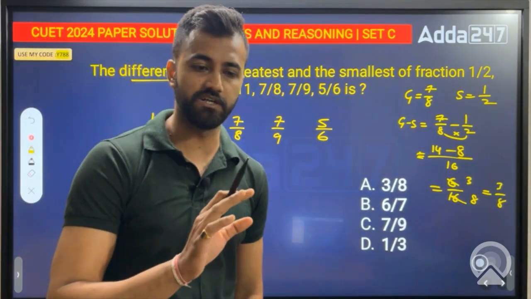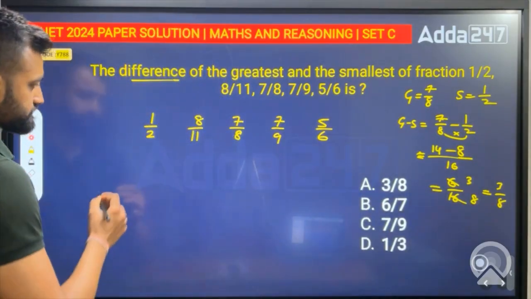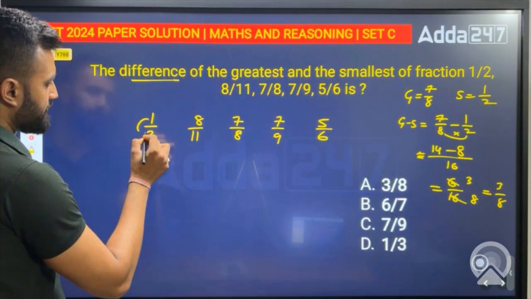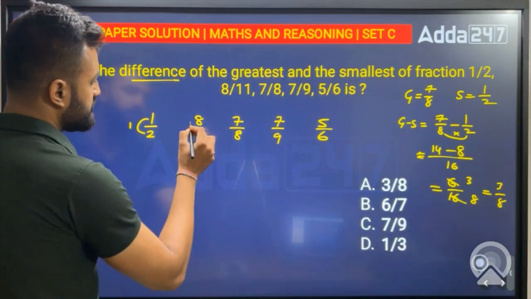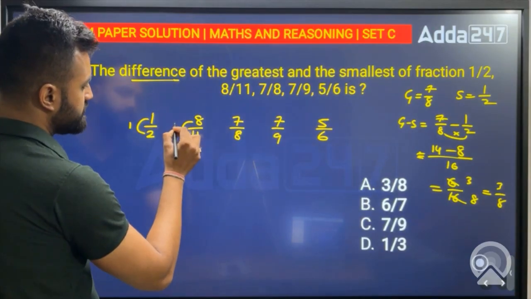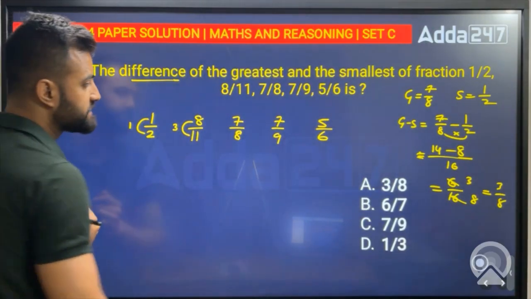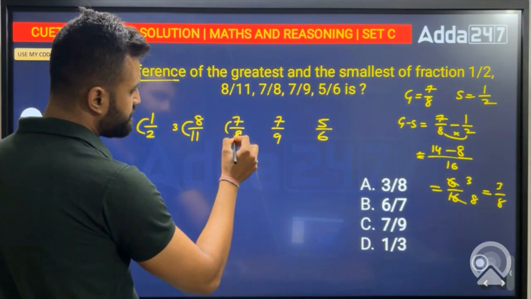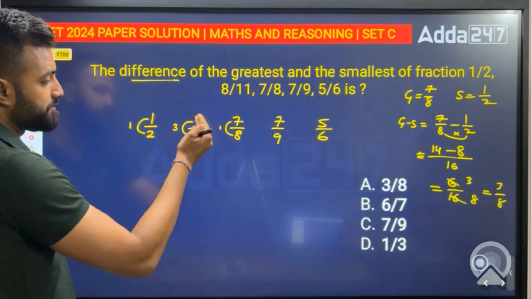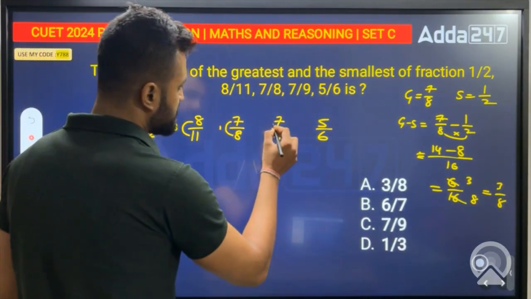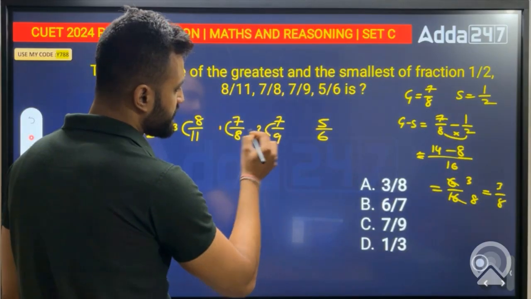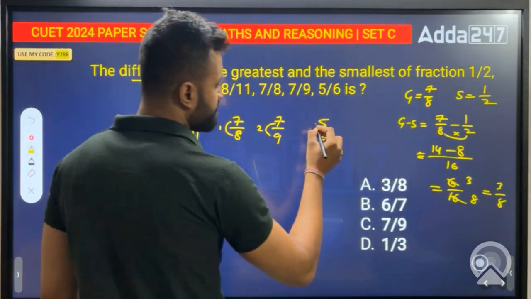So you start taking the difference of the fractions. 1 and 2 gap, how much, sir? 1 and 2 difference is 1. Next, 8 and 11 difference is 3. Next, 7 and 8 difference is 1. Just think: 8 plus 3 is 11, 7 plus 1 is 8, 1 plus 1 is 2. 7 plus what is 9? 7 plus 2 would be 9. 5 plus 1 would be 6.